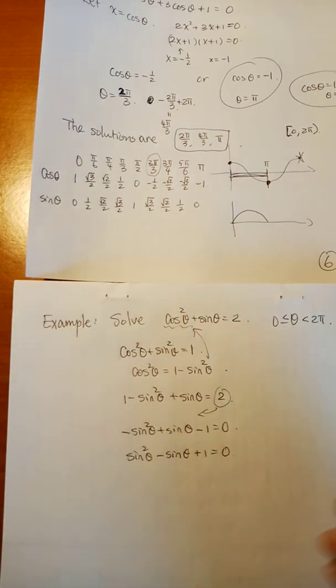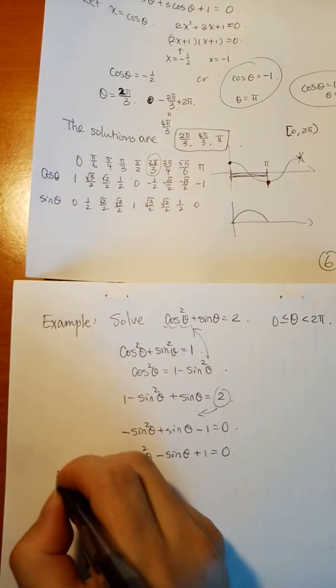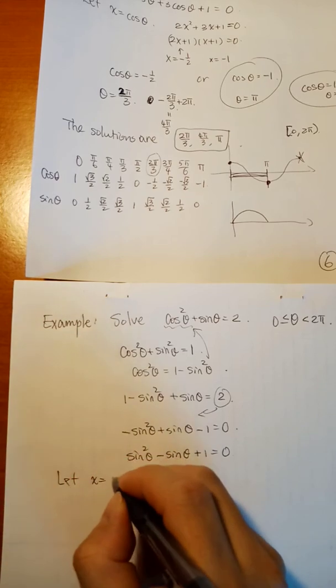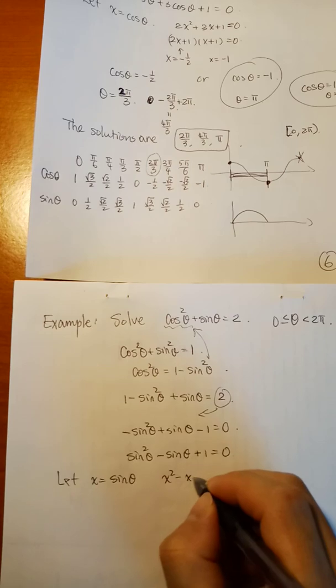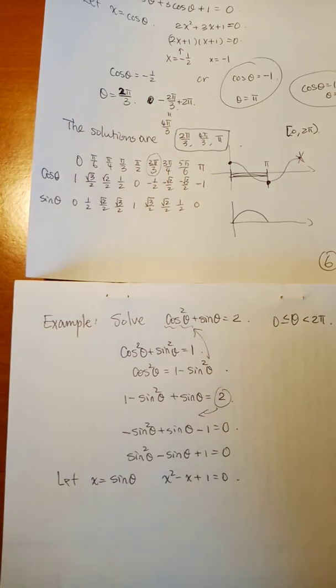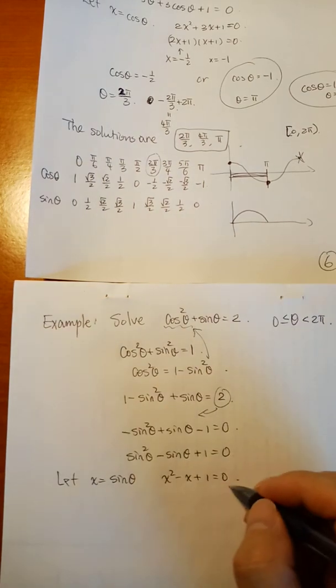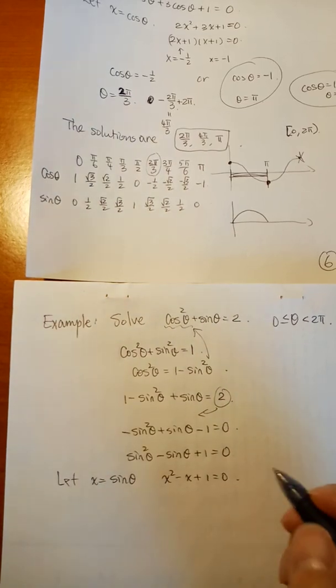Okay, so we have a quadratic equation. Let x be sine theta, then we have x squared minus x plus 1 equal to 0. And we try to factor it. We figure we couldn't make the factorization. Then let's check the discriminant.